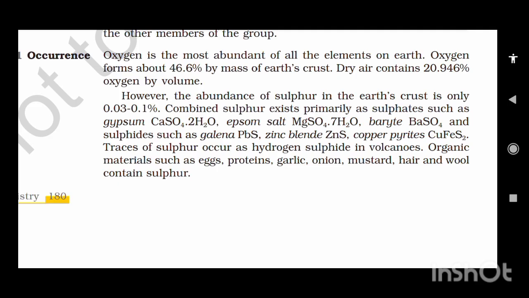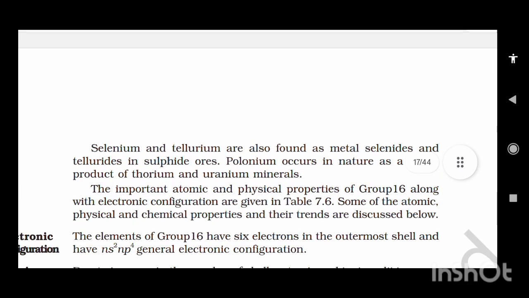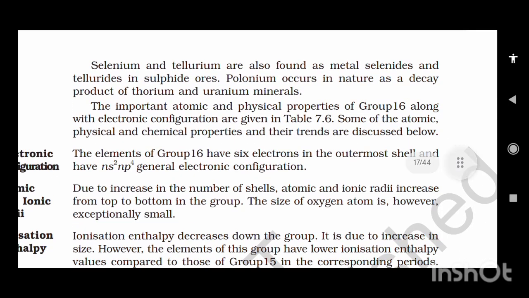Traces of sulfur occur as hydrogen sulfide in volcanoes. Organic materials such as eggs, proteins, garlic, onion, mustard, hair, and wool contain sulfur. Selenium and tellurium are also found as metal selenides and tellurides in sulfide ores. Polonium occurs in nature as a decay product of thorium and uranium materials.